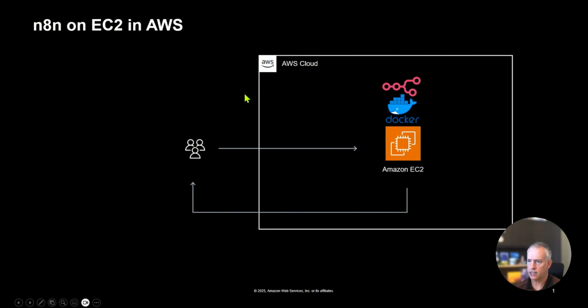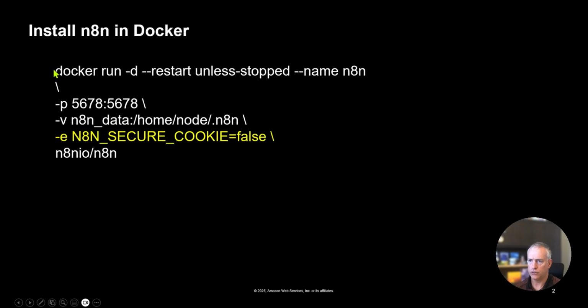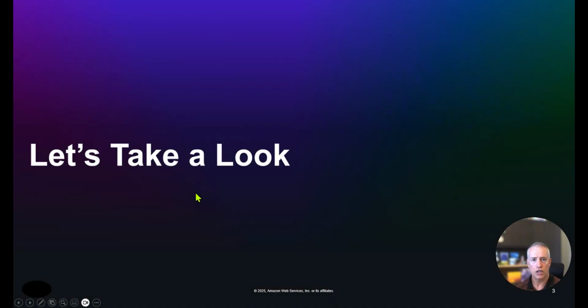Now, once we get that started, here's the simple run script that I use for this, the Docker run. But I just wanted to point out that when you first start this out, as I show in my how-to video, the HTTPS is not there because we don't have a secure certificate. So what we have to do is put in this little flag here, the n8n secure cookie false, because it's looking to store a cookie when you log in. It's not going to be there, so it's going to give you a warning. So this is basically what we put in here. So let's go ahead and take a look.